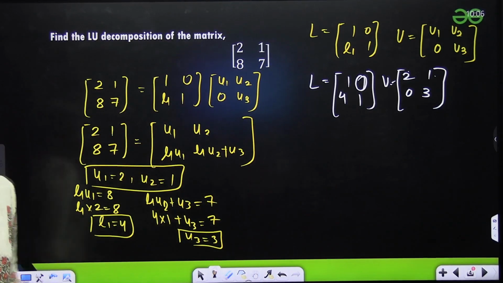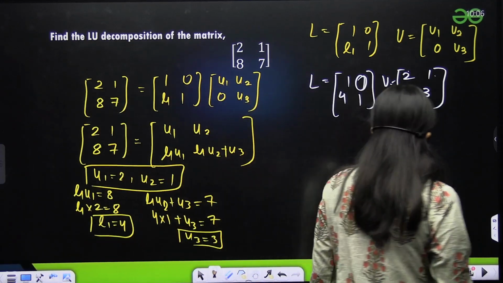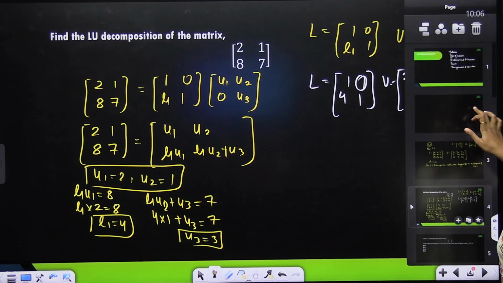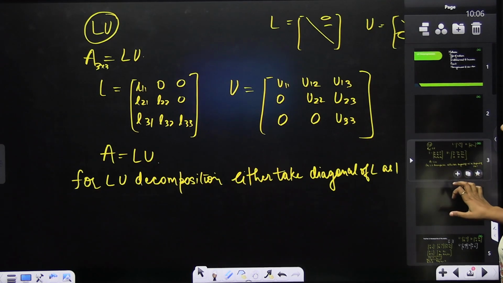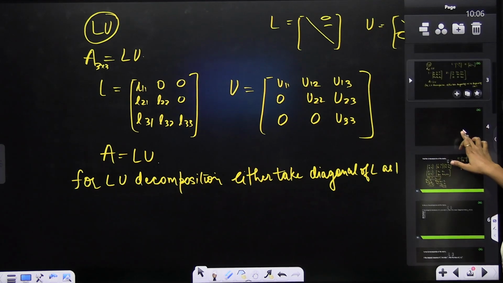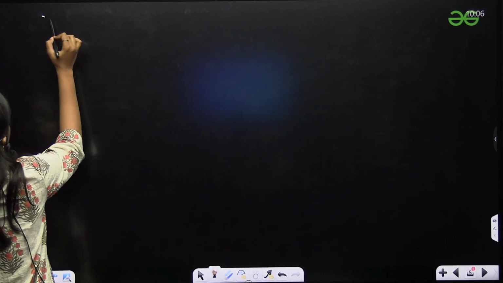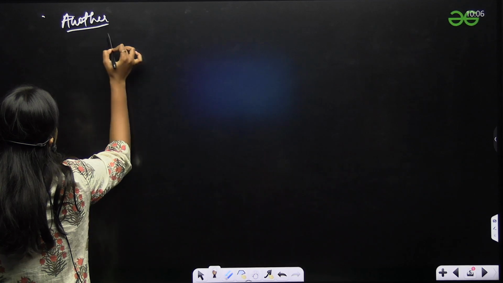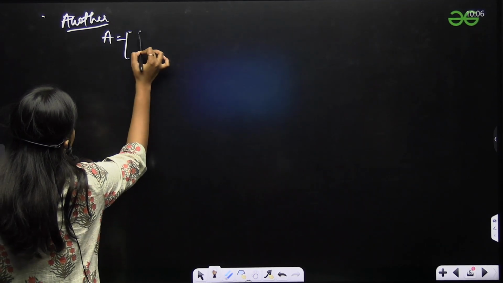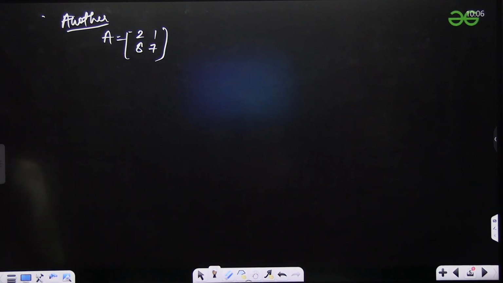Now for the same matrix, what would I do? I am going to find the LU decomposition taking the diagonals of U as 1. So the matrix was this one, 2, 1, 8, 7. I'll do the reverse part, another method. A is equal to 2, 1, 8, 7. This is my matrix. Now I am going to find the LU decomposition.